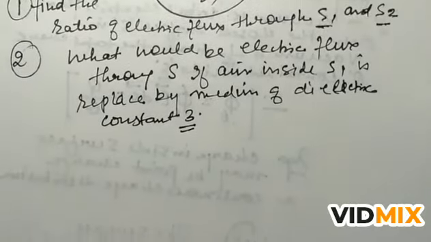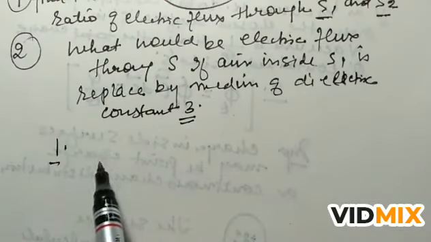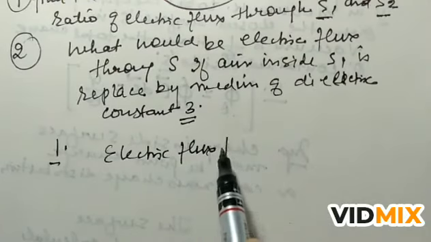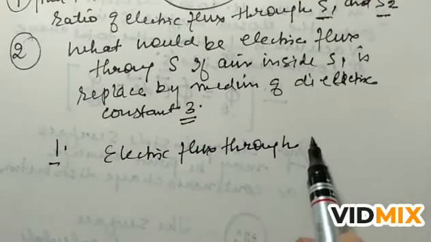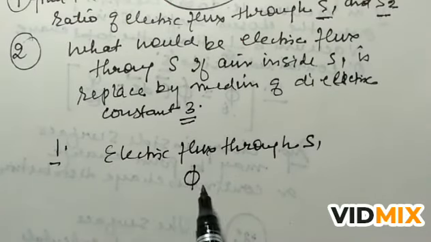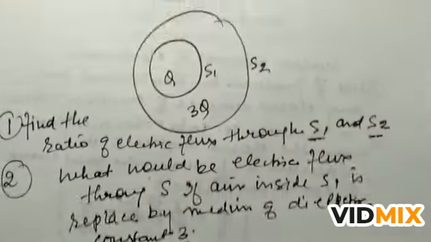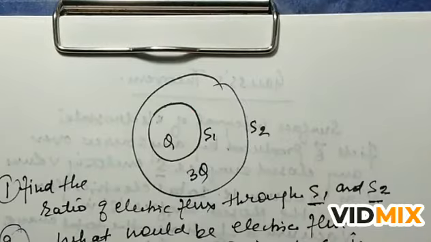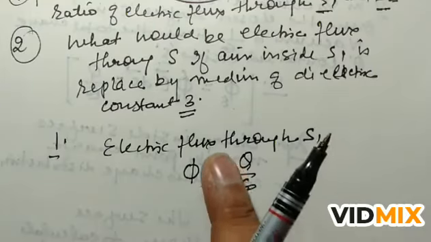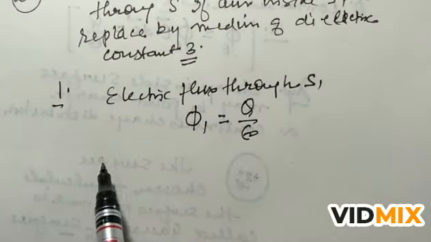Now for the first part, to find the electric flux through S1, we apply the Gauss theorem. So phi 1 is equal to Q by epsilon naught, because in the surface S1 the charge is Q. Gauss theorem says that the flux is equal to 1 by epsilon naught times the charge enclosed.